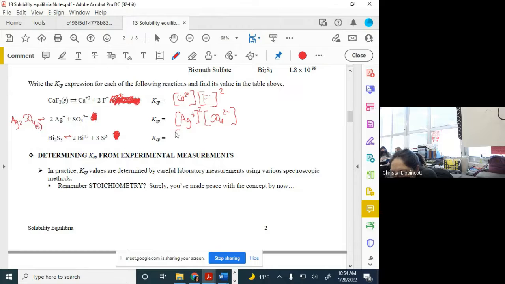All right. This guy then, I've got my bismuth. It's a +3. I need 2 of them, so I've got to square that. And then my sulfur is a -2, and I need 3 of those. All right, questions? Does that make sense how we set these up before we move on?